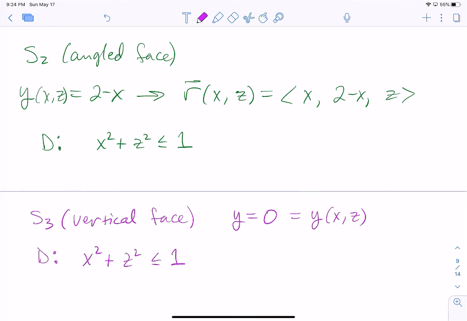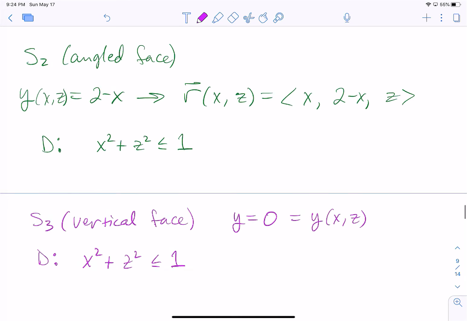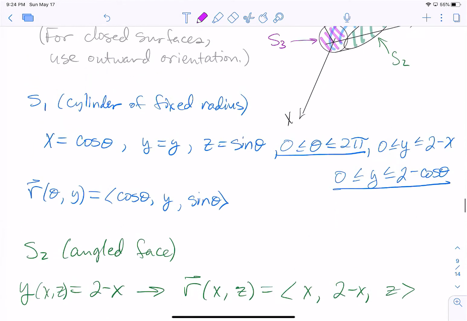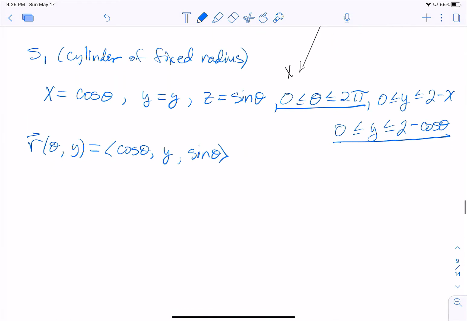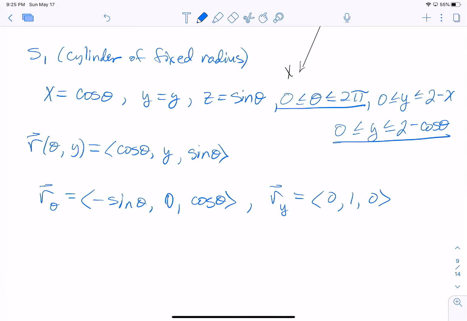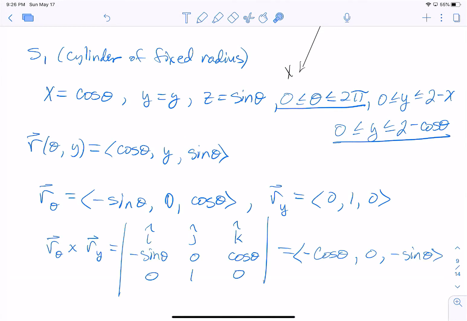Now that we have the parameterizations out of the way, let's consider the normal vectors. I'm going to move some things here. All right, for S1, we know what r of theta y is. So we can find r theta, the partial of r with respect to theta. It's negative sine of theta, 0, cosine of theta. And the partial of r with respect to y is, of course, equal to 0, 1, 0. Crossing r theta with ry is going to give us negative cosine theta, 0, negative sine theta.